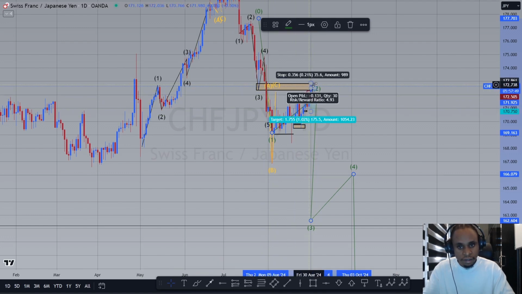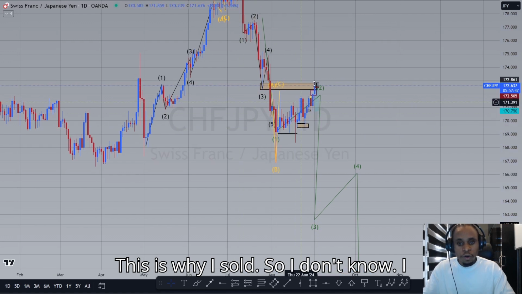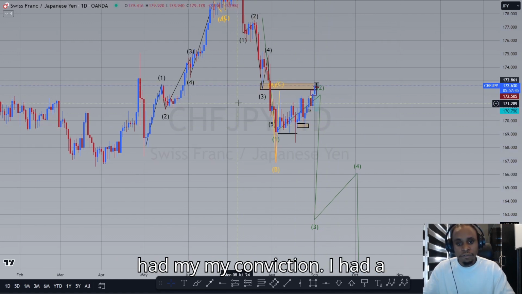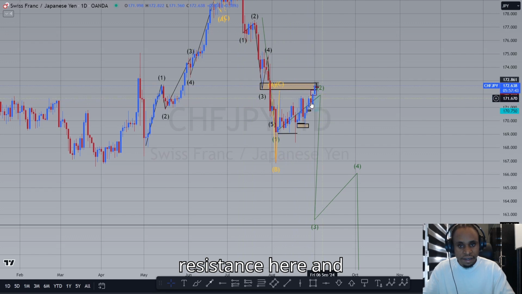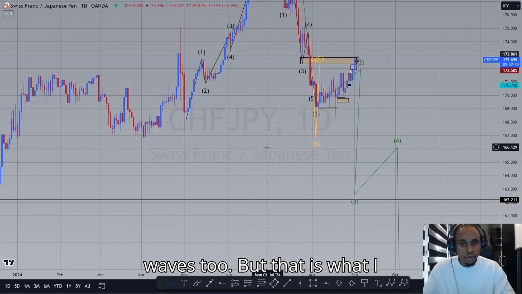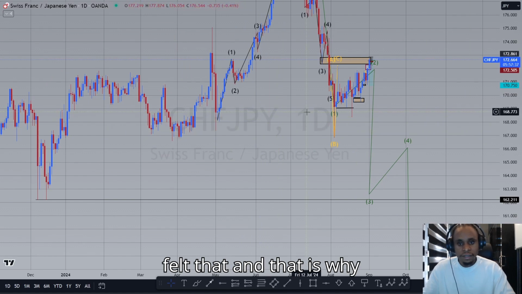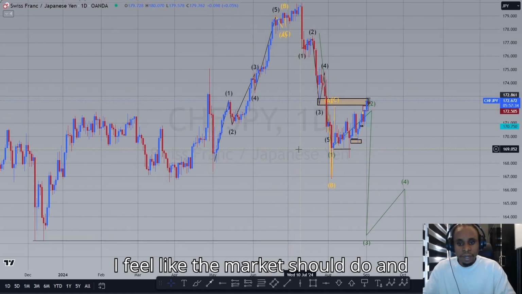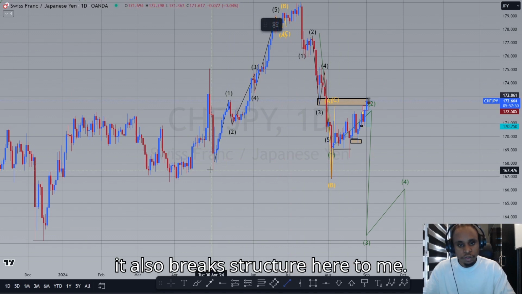So that is why I sold. I sold here. This is why I sold. So I don't know, I had my conviction. I had a resistance here and wave two, but that is what I felt and that is why I feel like the market should go down. And it also breaks structure here to me.